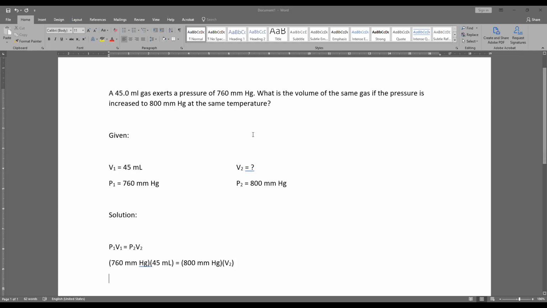It will be next. Okay. This is equal to... I think you should divide both sides by 800 millimeter of mercury, the value of P2, so that you can cancel the P2 on the other side.